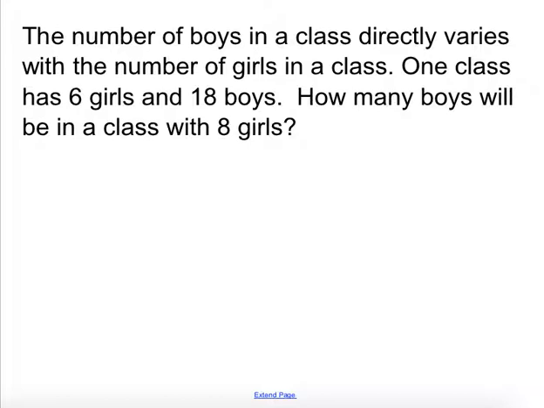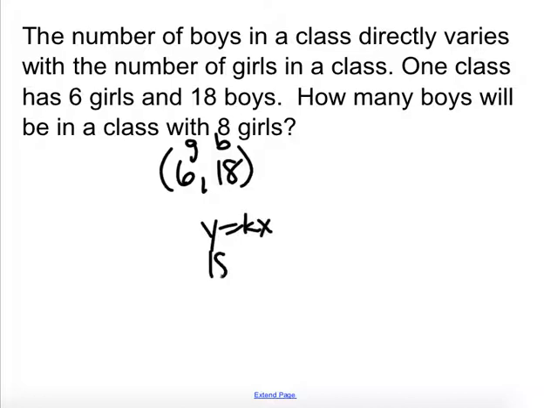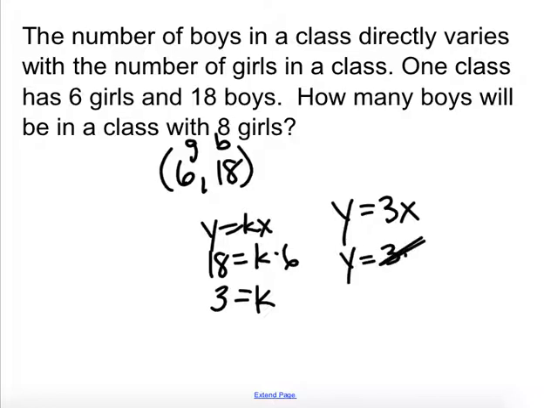The number of boys in a class varies directly with the number of girls in a class. One class has 6 girls and 18 boys. Okay, and that's our point, (6, 18). So we have girls and we have boys. How many boys will be in a class with 8 girls? So let's find our equation. We have y equals kx, so 18 is equal to k times 6. So k would have to be 3, meaning that for every girl, we have 3 boys. So y is equal to 3x. If we have 8 girls, that's our x value, so y is equal to 3 times 8. We have 24 boys.